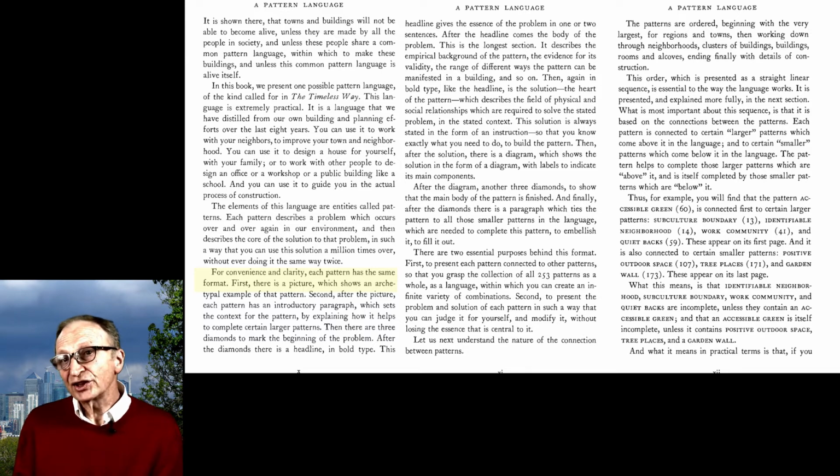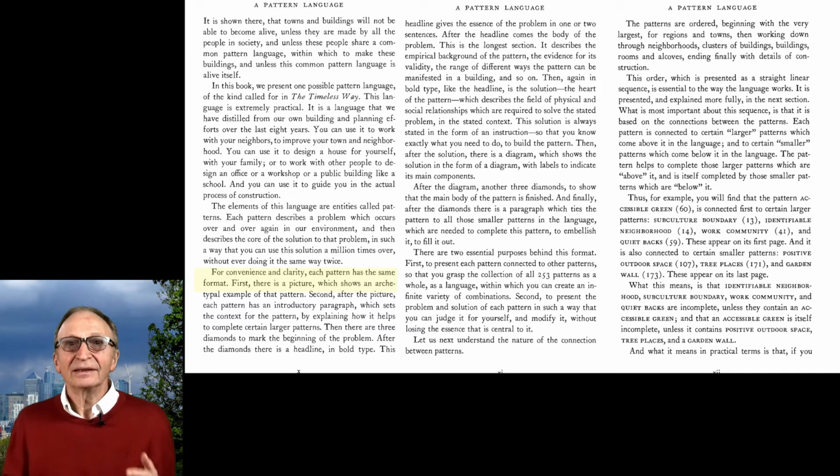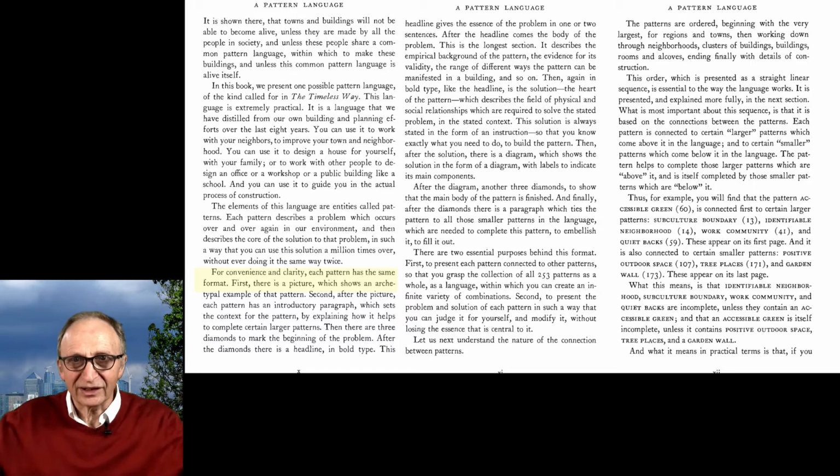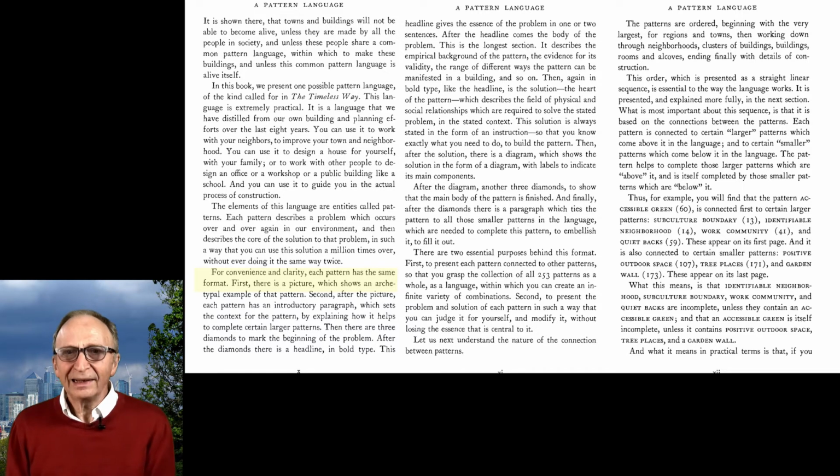Fifth, a discussion of the empirical background to the pattern, the evidence for it being correct. Sixth, a statement of the solution, giving its essence. Seventh, a diagram to show the main components of the solution. And eighth, a paragraph on downward links, explaining how the pattern can provide a context for smaller patterns. Let's take 2 examples, both of which I've abbreviated.